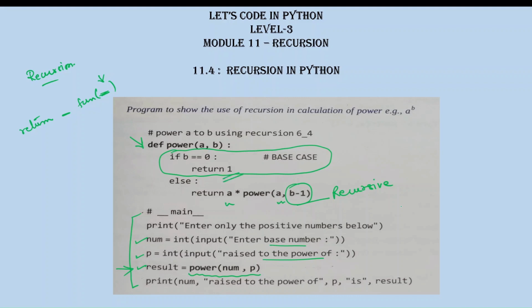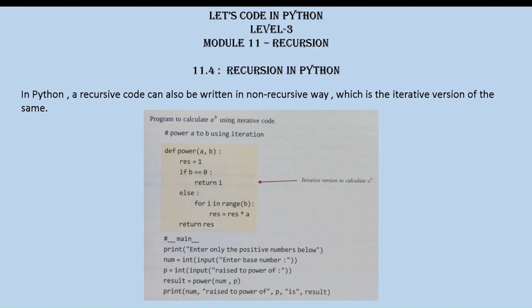Got it? So I want you to try this program also for your homework. The code is already here, but I would still like you to try it on your own and then come back to see the code in case you fail to design it. In Python, a recursive code can also be written in a non-recursive way, which is the iterative version of the same. Again, this is going to be your homework, and this is something that we have already done before. This is going to be a simple looping construct program. You have to make use of loops. As you can see over here, a for loop is being used.